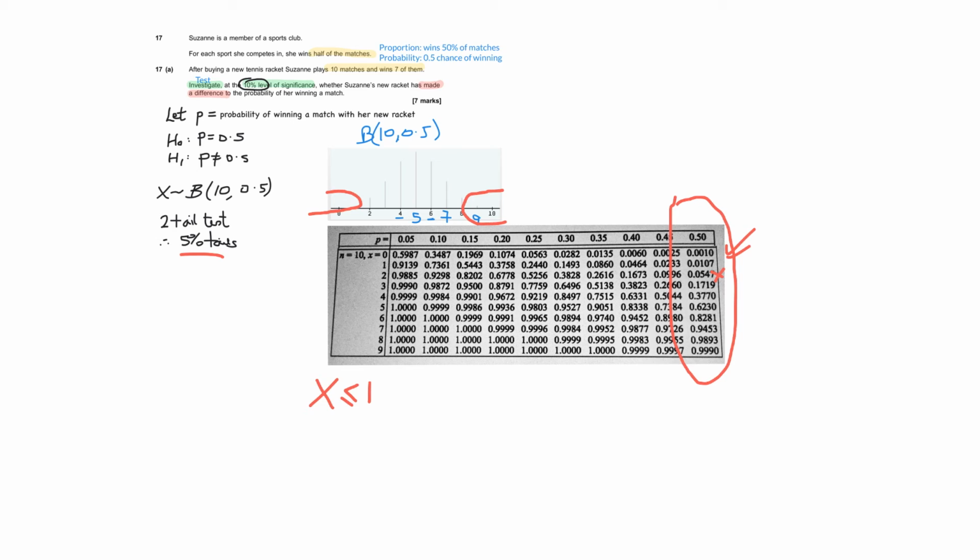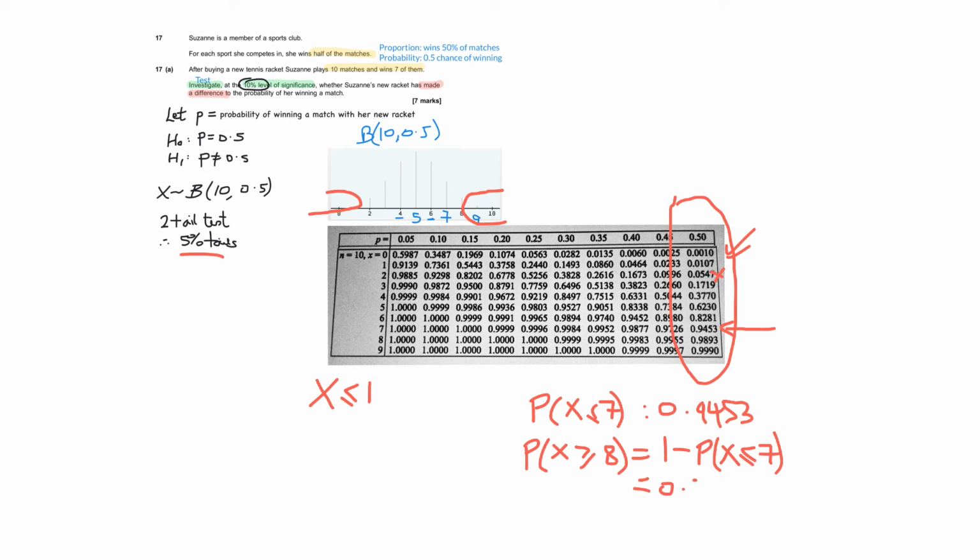At the high end, we have to be a little bit more careful. So I'm going to point at this value on the row for 7. That's telling me that the probability of x less than or equal to 7 is 0.9453. But for the upper end, we need to think about greater than or equal to probabilities. So the probability of x greater than or equal to 8 is 1 minus the probability of less than or equal to 7. So it's 1 minus that number we've just seen, and that's 0.0547, and that's too big.